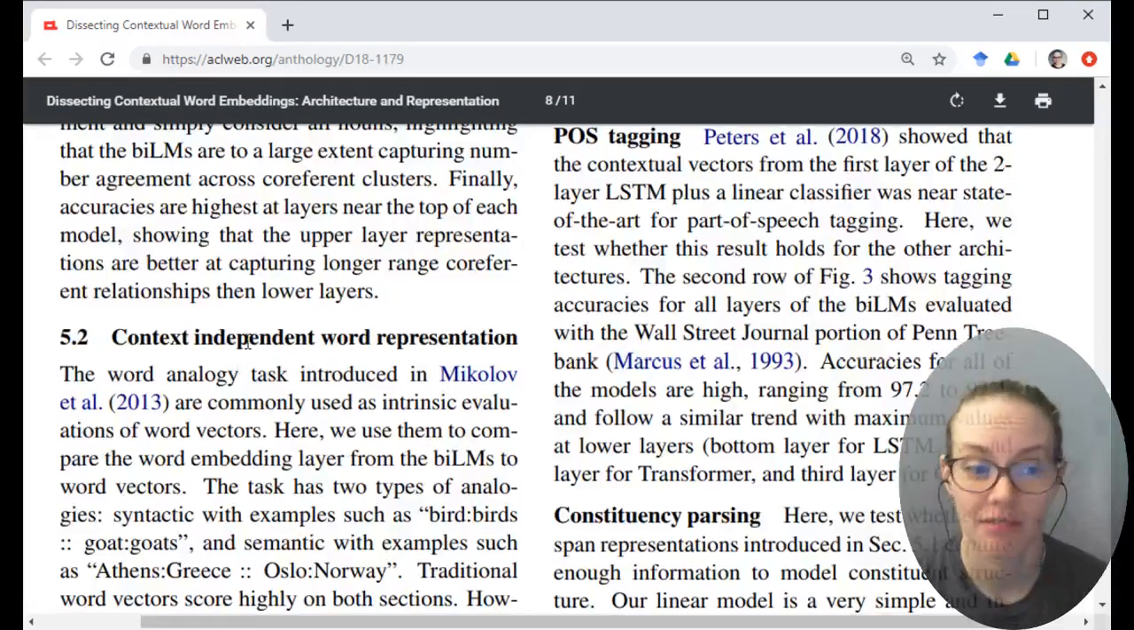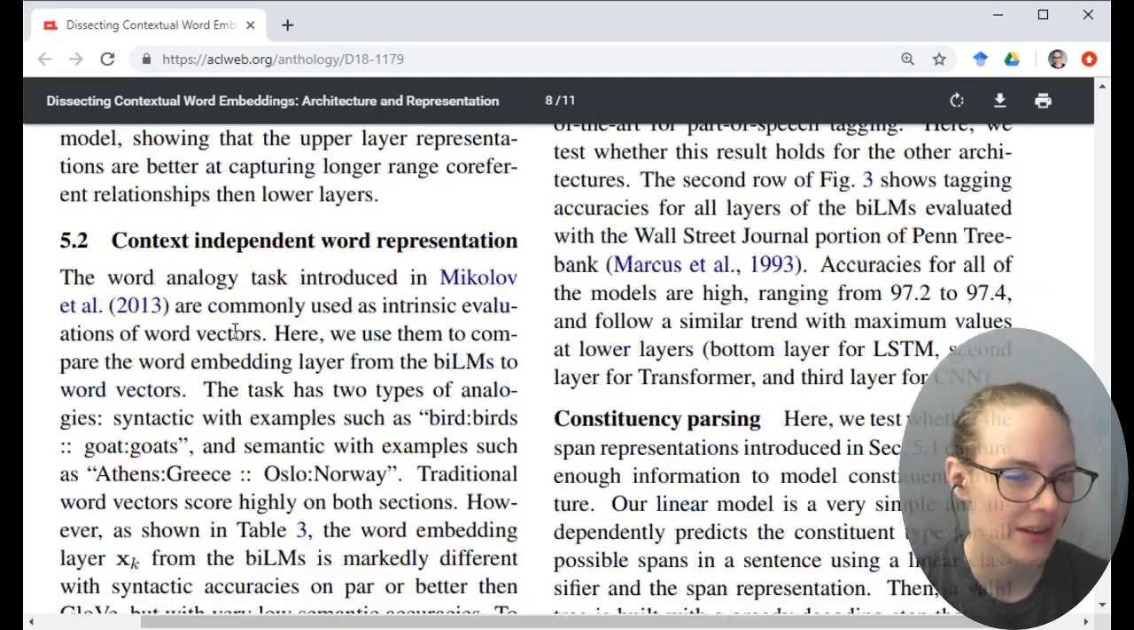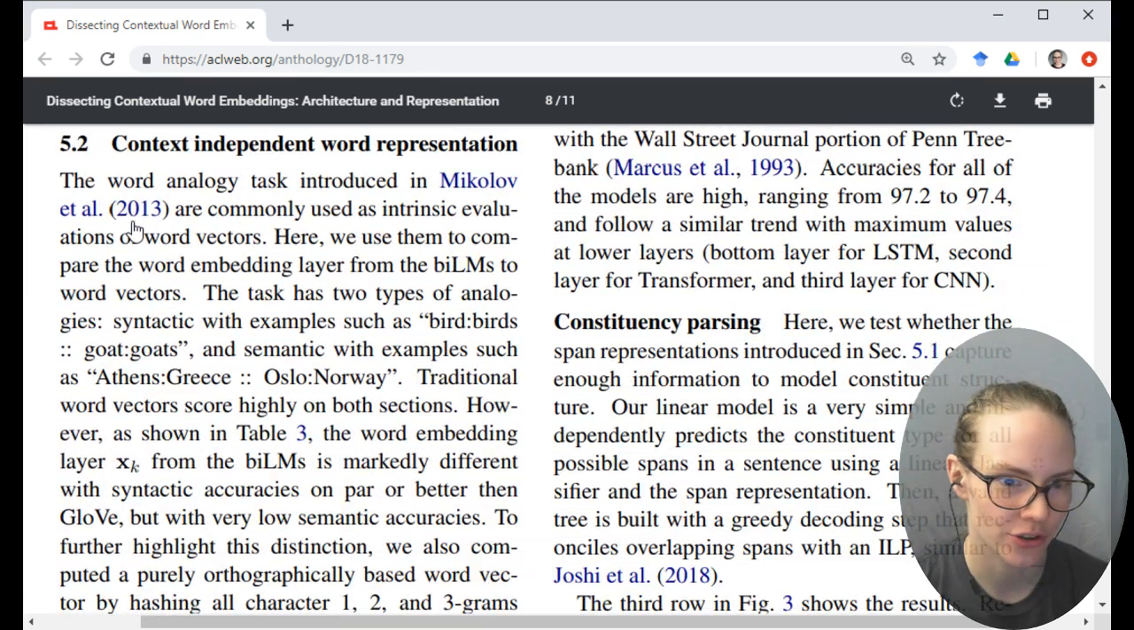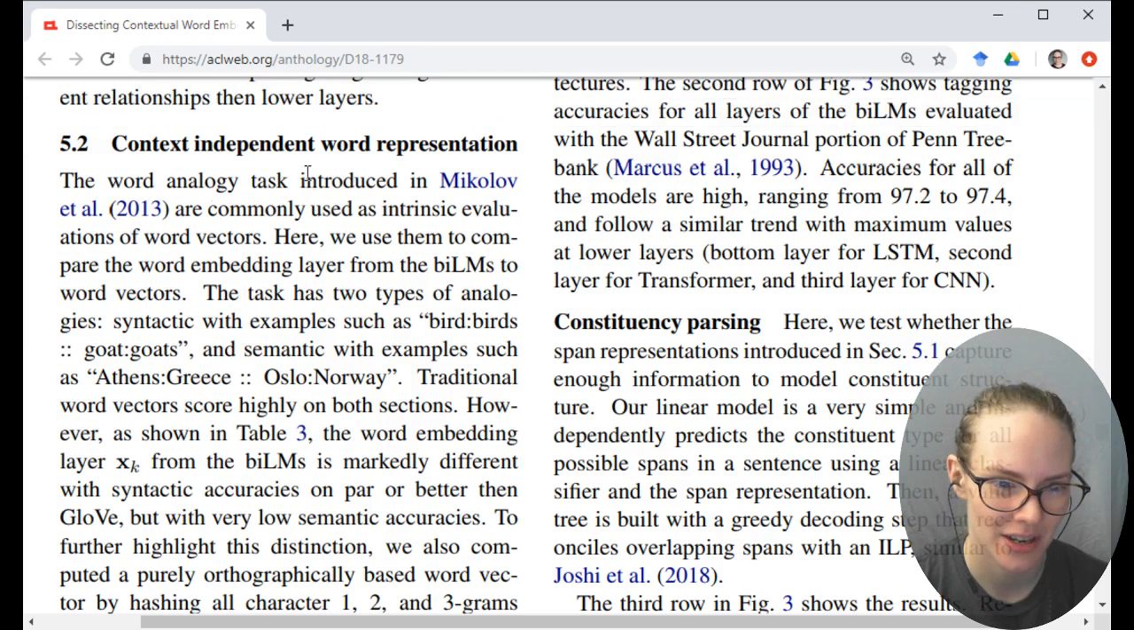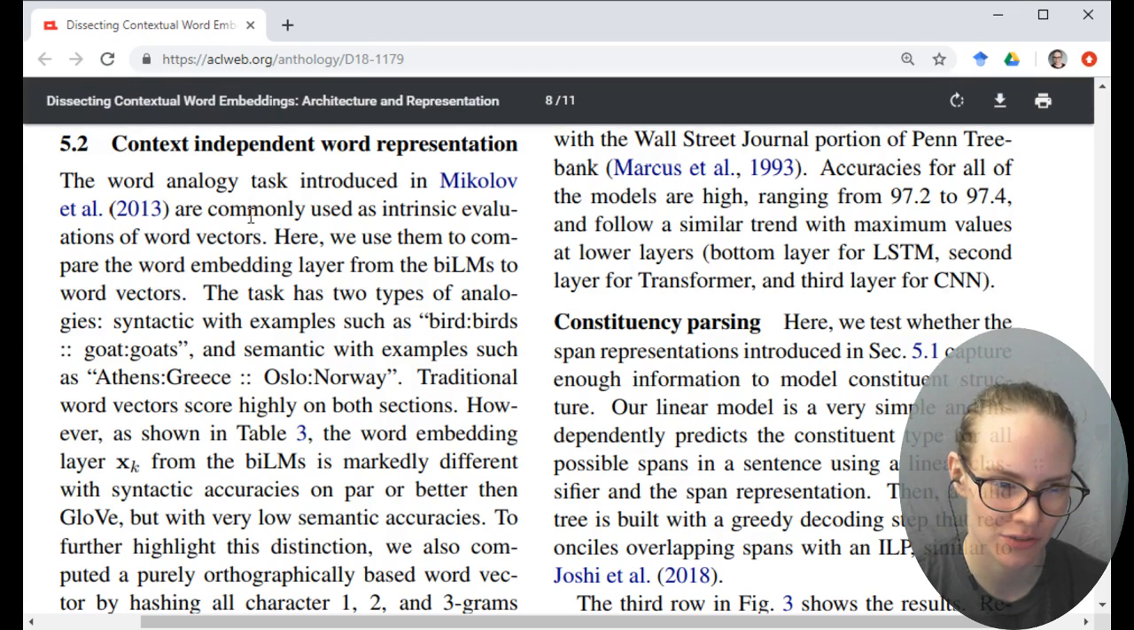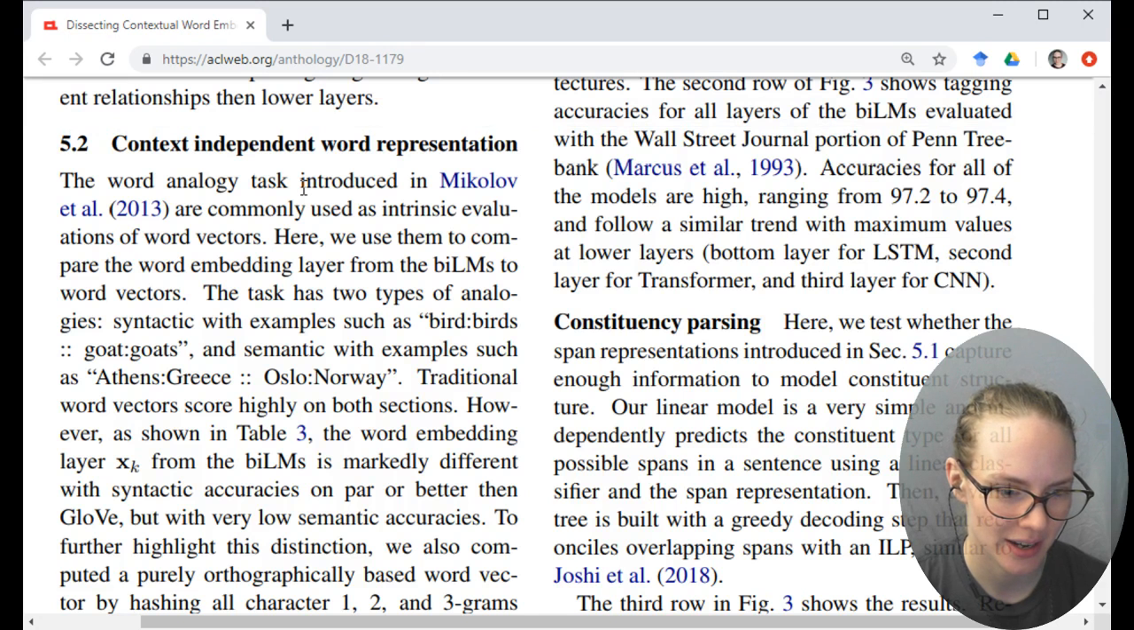5.2. Context independent word representation. The word analogy task introduced in Mikolov et al. 2013 is commonly used as an intrinsic evaluation of word vectors. Subject number agreement. Here, we use them to compare the word embedding layer from biLMs to word vectors.